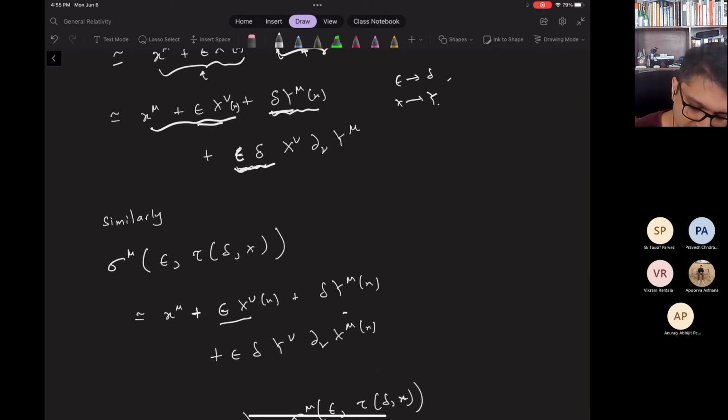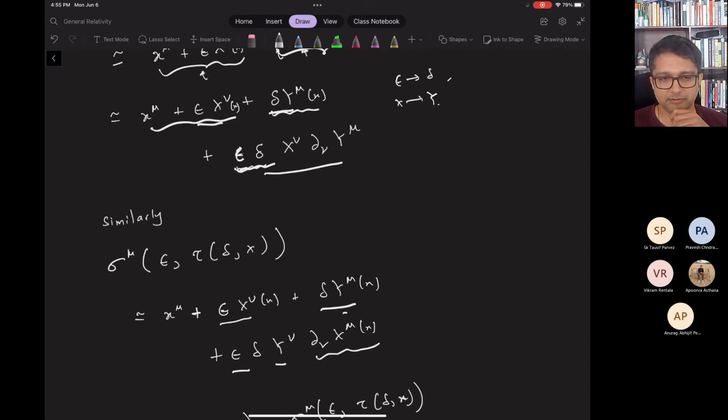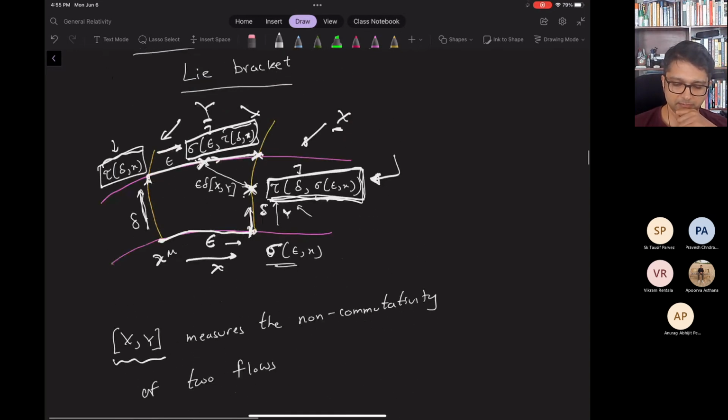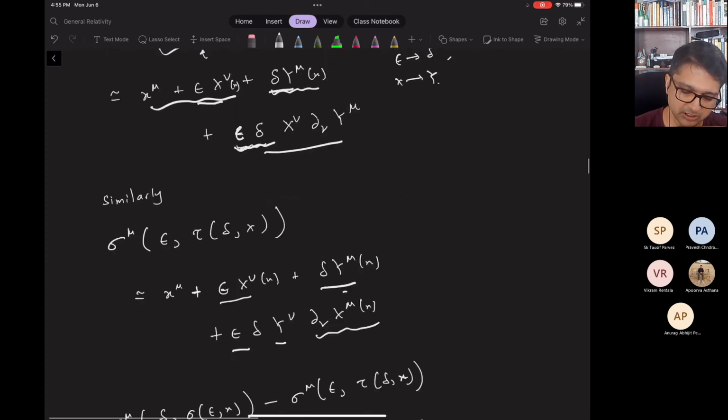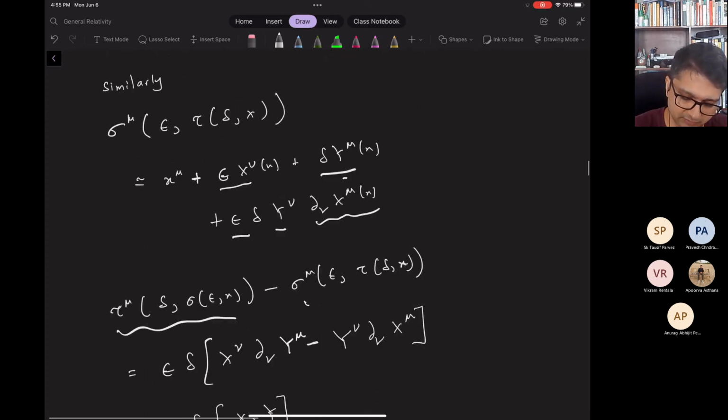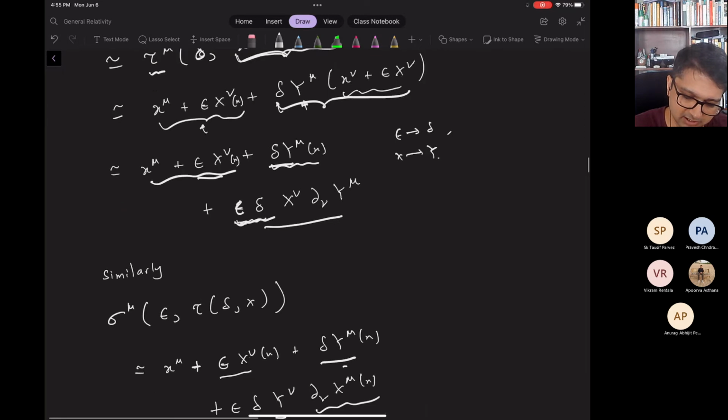This epsilon X gets replaced by delta Y. And here again, I exchange epsilon and delta and I exchange capital X and capital Y. So I would get epsilon delta Y^nu partial_nu X^mu. Now if I compare the difference in the coordinates, that is, the difference between this coordinate and this coordinate, I take the difference between the two. What I would get is all of this cancels out.